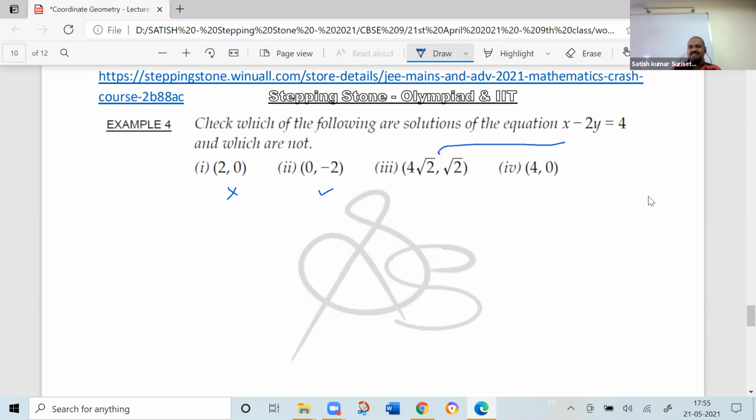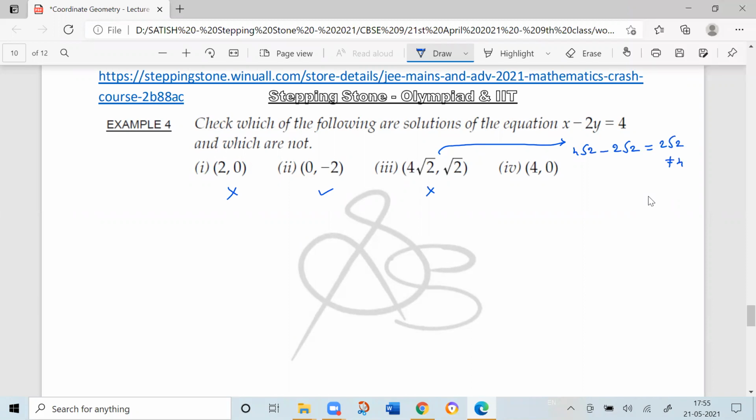Next, 4 root 2 comma root 2. You substitute here. When I substitute x equal to 4 root 2, it is 4 root 2 minus 2y. 2 into root 2 is 2 root 2. What is 4 root 2 minus 2 root 2? 2 root 2, which is not equal to 4. That means this is also not a solution. What about the fourth one? 4 comma 0. Yes, sir, it is a solution because x will be 4 and y is 0, so it equals 4.